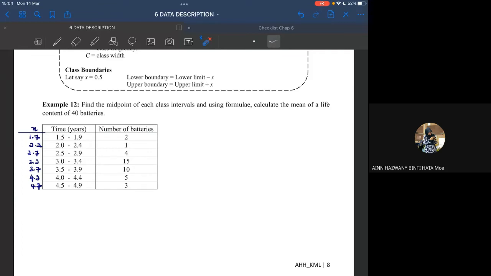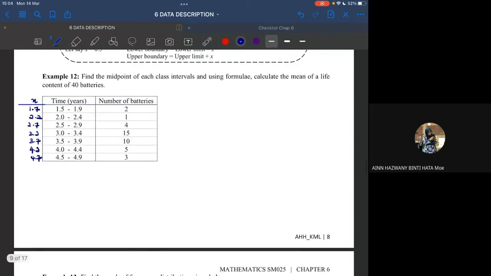Okay, so here the question asks to calculate the mean of a live content of 40 batteries. So 40 batteries tu ialah total frequency kita, which is we have summation of F equals to 40. So to find mean, the formula is summation of Fx divided by summation of F, frekuensi kita. So apa yang kita perlukan kat sini ialah summation of Fx kita.